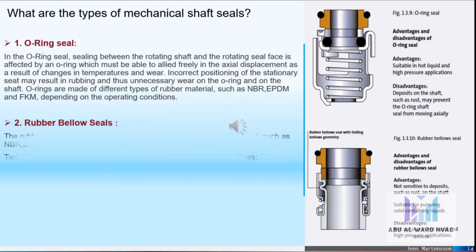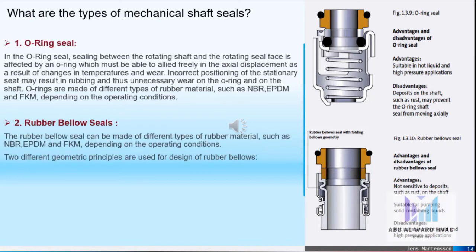Second, rubber bellows seals. The rubber bellows seal can be made of different types of rubber material such as NBR, EPDM, and FKM depending on the operating conditions. Two different geometric principles are used for design of rubber bellows: folding bellows and rolling bellows.